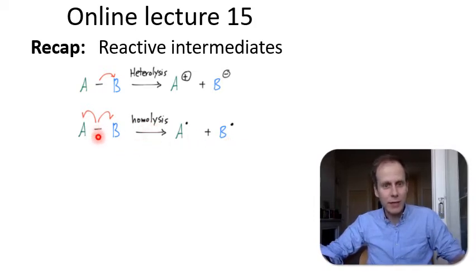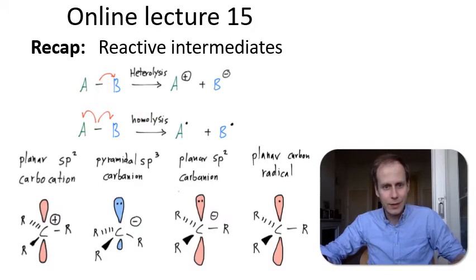In this case, of the electrons from the covalent bond, one jumps to B and one jumps to A, and that results in two atoms that each have unpaired electrons. So this is by homolysis, and heterolysis and homolysis have different curly arrow notations. So I introduced to you different reactive intermediates: carbocations, carbanions, and radicals.